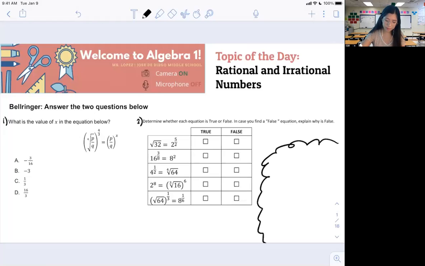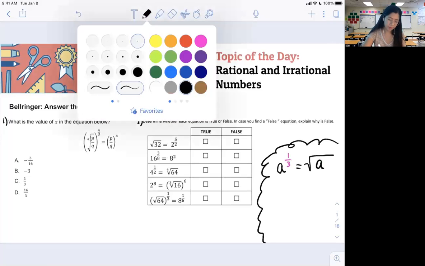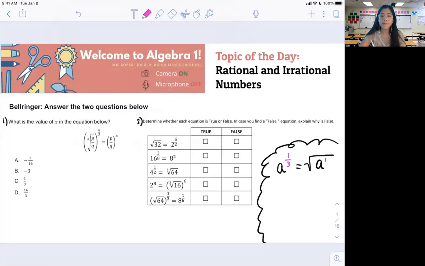So if I have a number, I'll just call it a. If I have a number to the power of 1/3, how can I rewrite that using a radical? Put a inside the radical, and then the 3 sits outside. Exactly. And like Ajira said, that 1 on the inside, we don't really need to write it because anything to the power of 1 will just stay the same. So I can erase it. So that would be if it was 1/3.